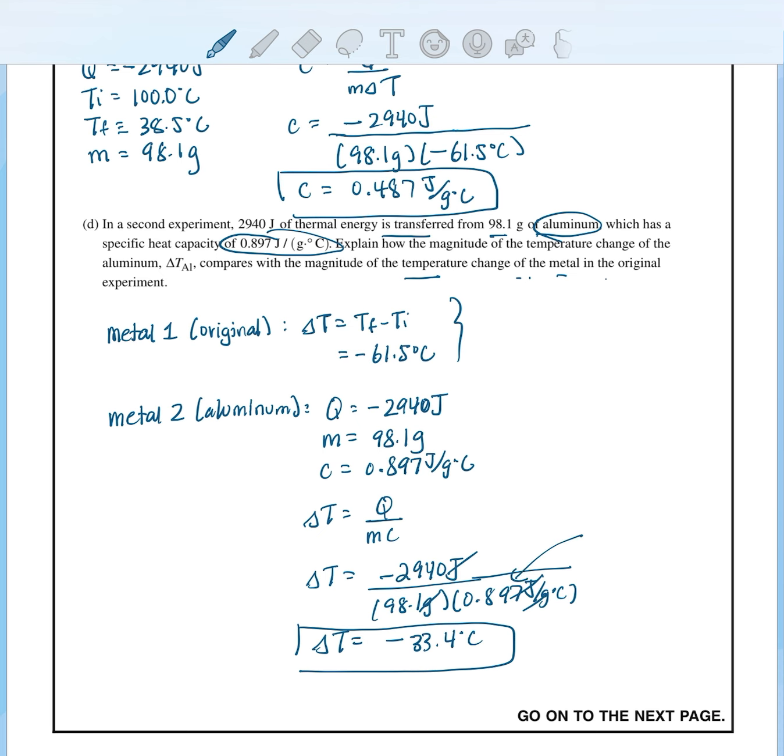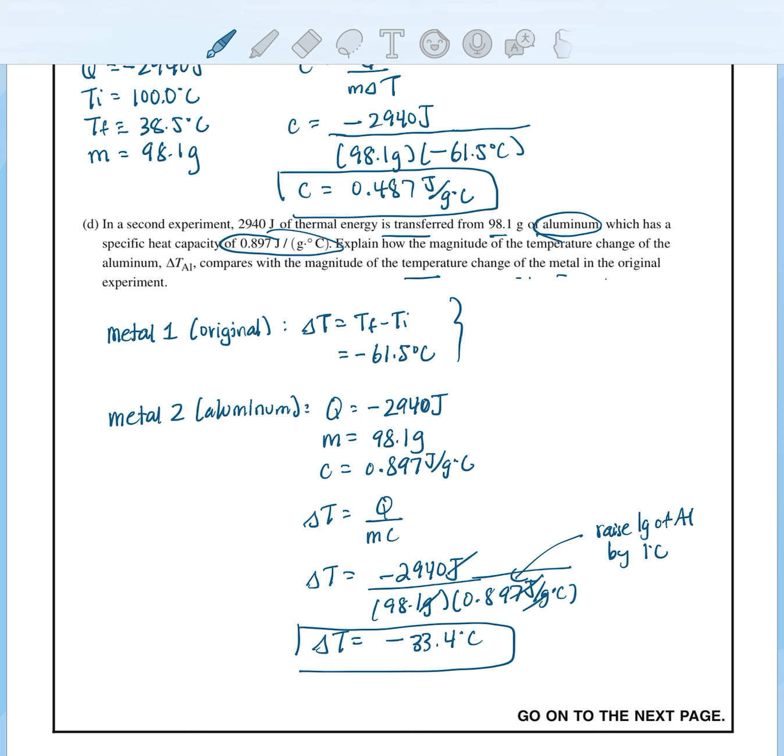So therefore, what I can see is when I'm using aluminum, because of its specific heat capacity, this number means the amount of energy I need to raise 1 gram of aluminum, or whatever the substance is, by 1 degree Celsius. I need more energy to raise that aluminum's temperature. So it makes sense that my delta T, because they're both starting at 100 degrees Celsius, is actually a smaller number.